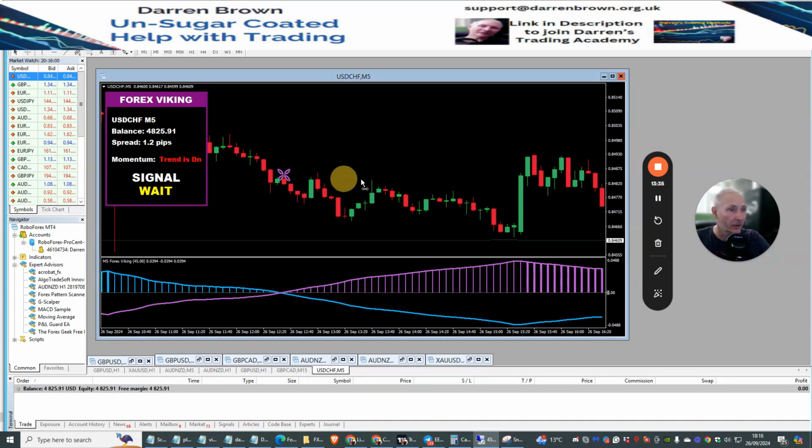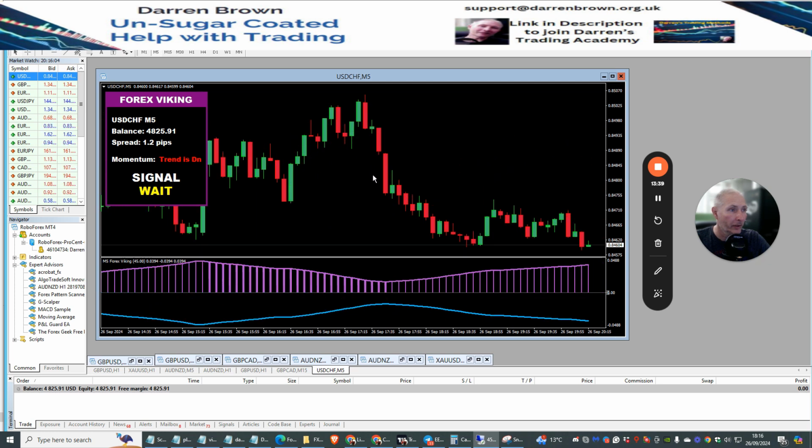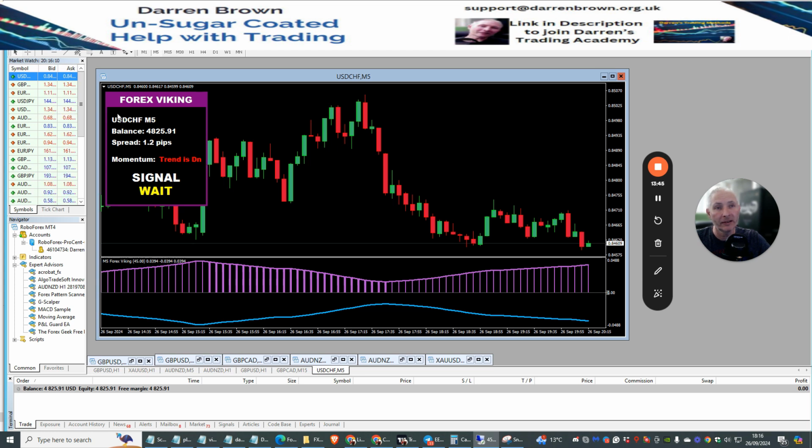So it shows you that this actual indicator works very, very well. It's another one where you could have got into the market. And you'll see that at the moment it's telling us to wait. So it says USD CHF over a 5-minute window. It's telling us that the momentum trend is down. However, it's telling us to wait.